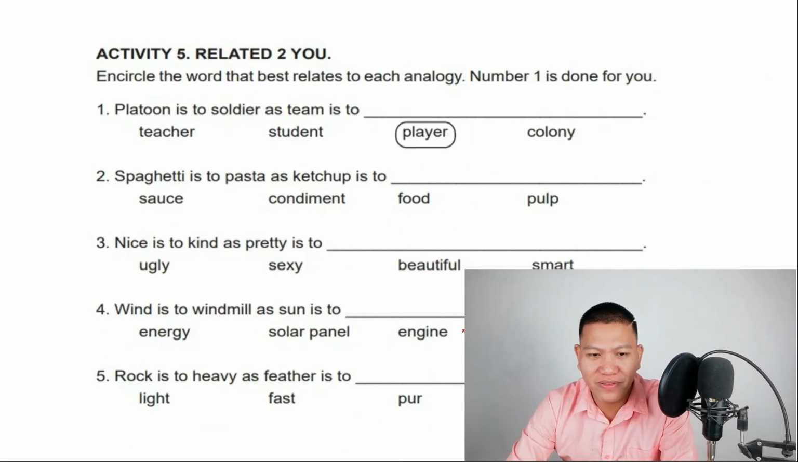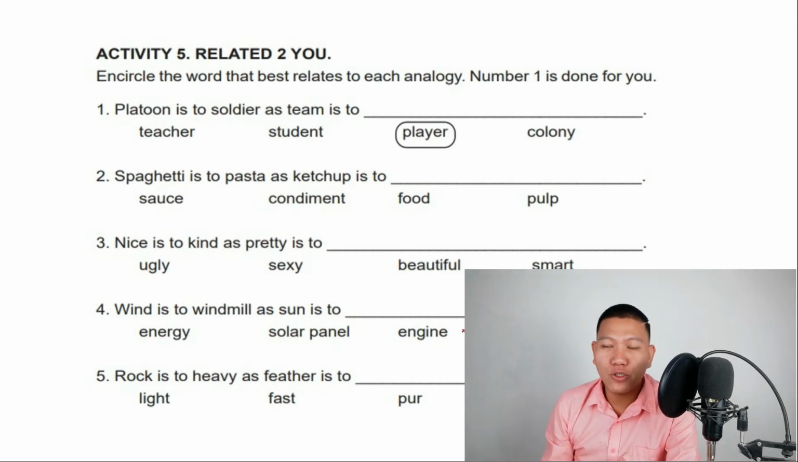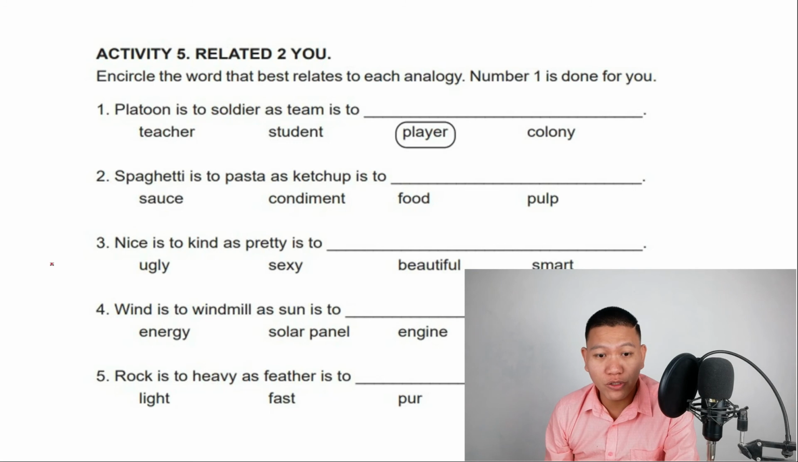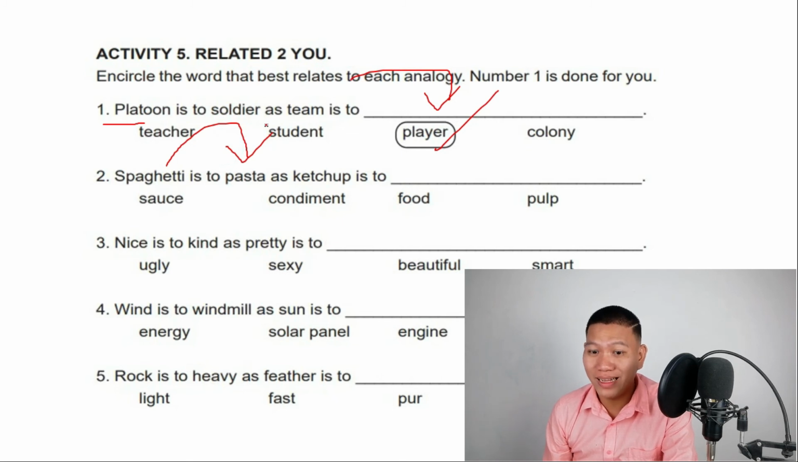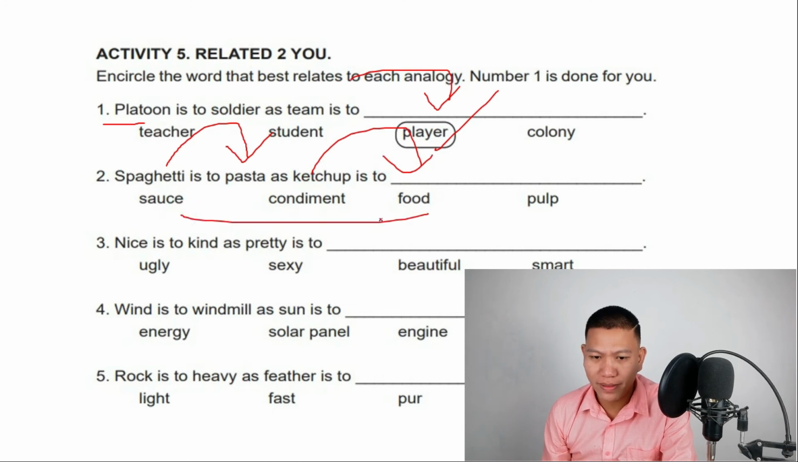Number 5. Encircle the word that completes the analogy. Platoon is to soldier. The group of soldiers is what we call platoon. And team is to player. Okay? Another example. Spaghetti is to pasta. So spaghetti is synonymous to pasta. As ketchup is to, okay, identify it.